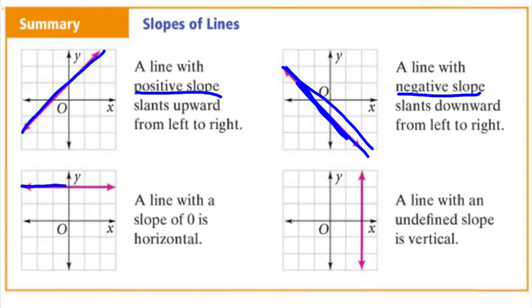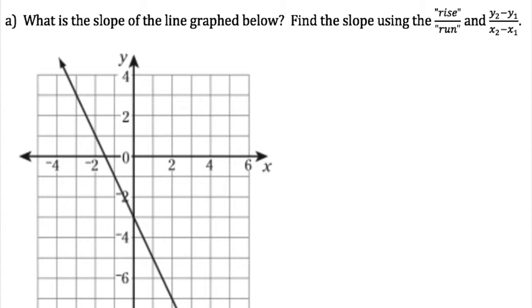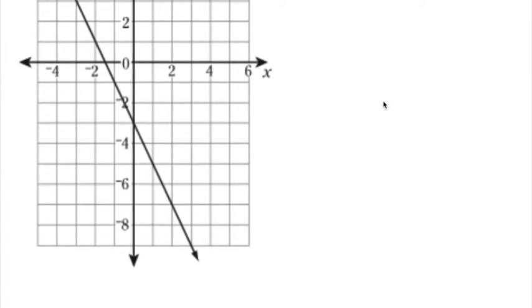No slope means it stays perfectly constant, perfectly flat, and an undefined slope means that it is a perfectly vertical line. Alright, so let's look at an example here. What is the slope of the line graph below? We're going to find it using rise over run, and then we will use the formula.